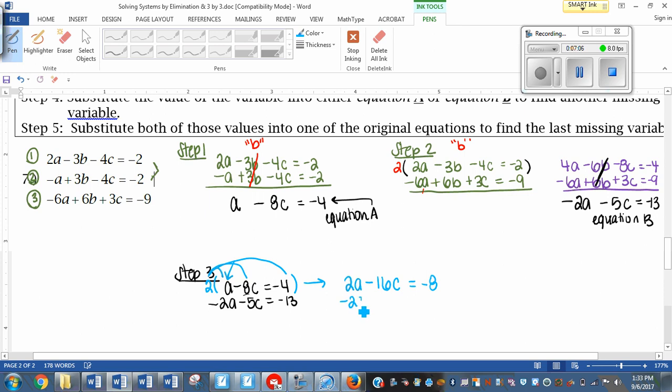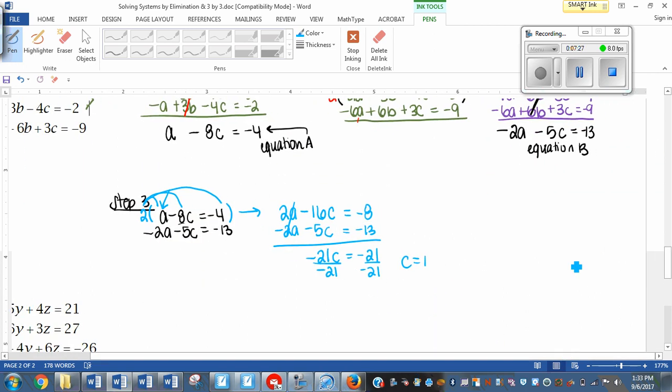The second equation, I'm just going to rewrite it. I haven't changed it at all. And we're going to eliminate. Okay, make sure that we get negative 21c equals negative 21, and when you divide, we get c equals 1. So I just kind of repeated that because my program closed out on me. But again, A, B, C, we want alphabetical order where C is 1.